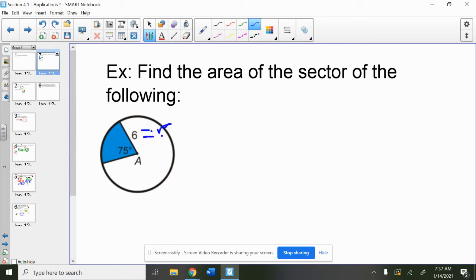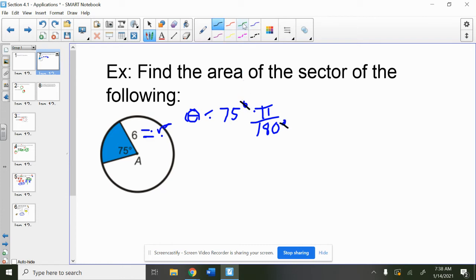So R in this case is going to be 6. Now it gives me 75 as an angle, but remember that's not theta. So to find theta, I'm going to have to take that 75 and multiply it by pi over 180 degrees. And again, this works out that these cancel.